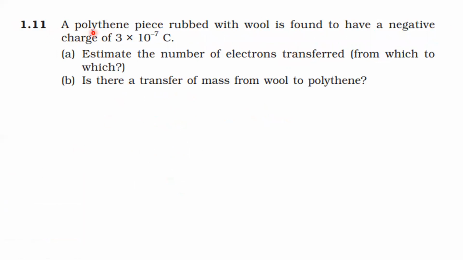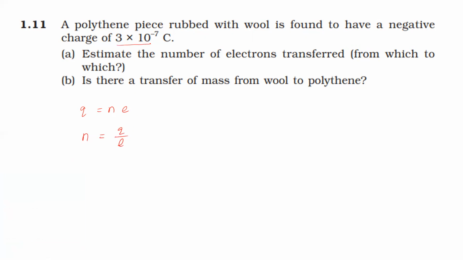Let us see the 1.11 question. A polythene piece rubbed with wool is found to have a negative charge of 3 into 10 power minus 7 Coulomb. Estimate the number of electrons transferred, and from which to which. Now we have to use the formula of quantization of charge. According to quantization of charge, Q is equal to N into the smallest charge. To find the value of N, N is equal to Q by e we have to take.